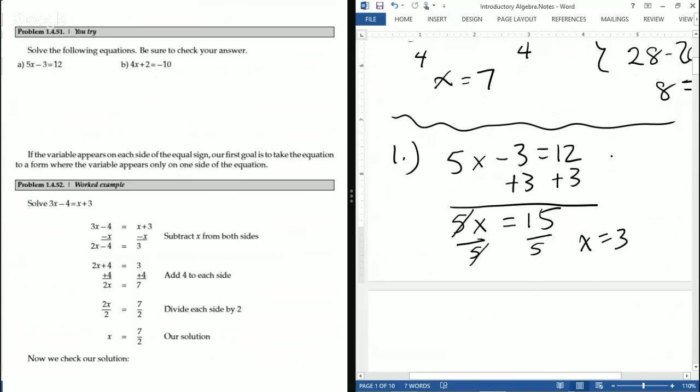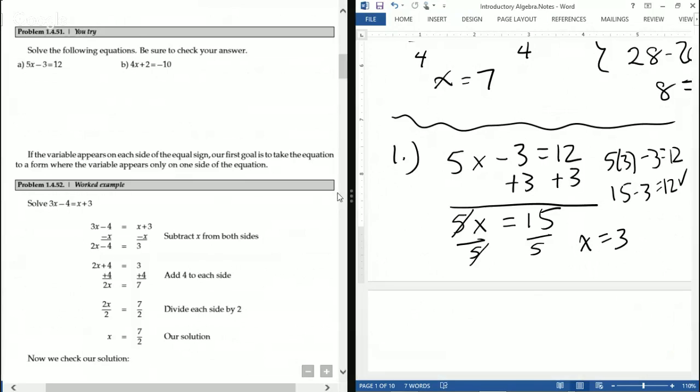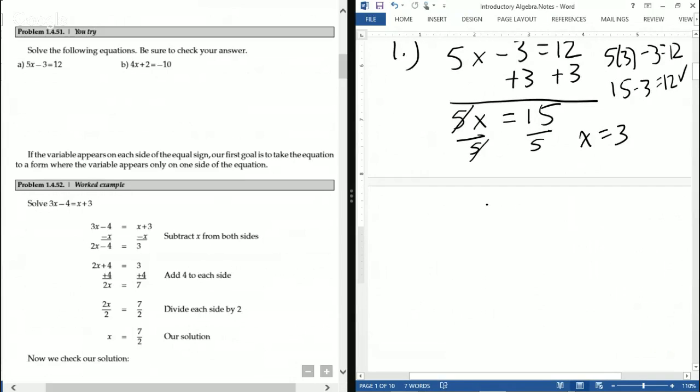Okay, and to check, yes, plug 5 times 3 in there, subtract 3 from it, and see if you get 12 or not. In fact, you do. 15 minus 3 equals 12 is a true statement. And that proves that that is indeed the answer. There was a second problem, part B, I should say.